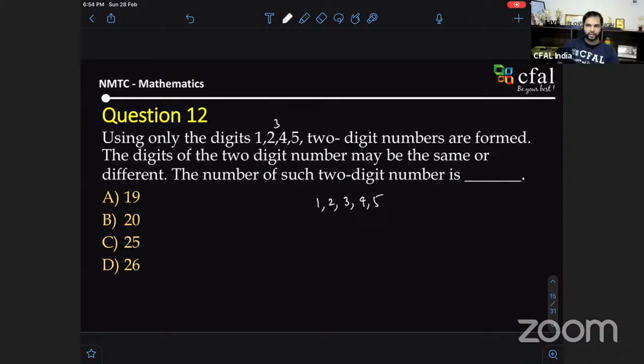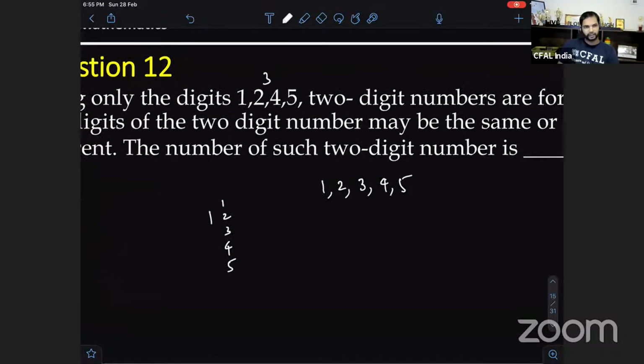Yeah, that's what we are trying to see. Suppose my first digit is 1. How many numbers do I have? 1 1, 1 2, 1 3, 1 4, 1 5. So it's 1, 2, 3, 4, and 5, so there are 5 numbers here, correct? If it is 2, again 1, 2, 3, 4, 5.